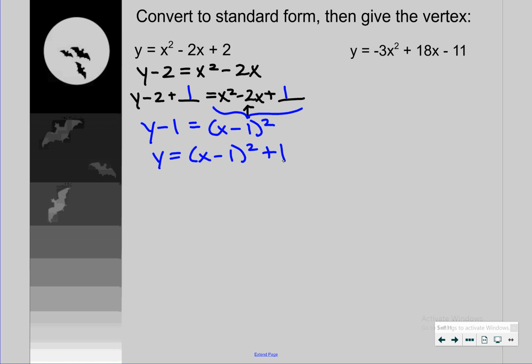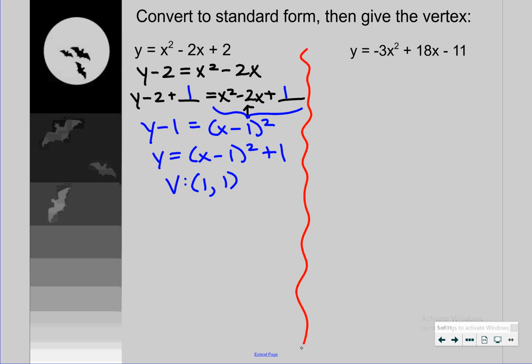Once you have your equation, you should then be able to name the vertex. Remember, it's the opposite of the number inside the parentheses and the same as the number outside the parentheses. So the vertex here would be a positive 1 and a positive 1. Okay? All right, let's look at one now that has a number in front of the x squared.